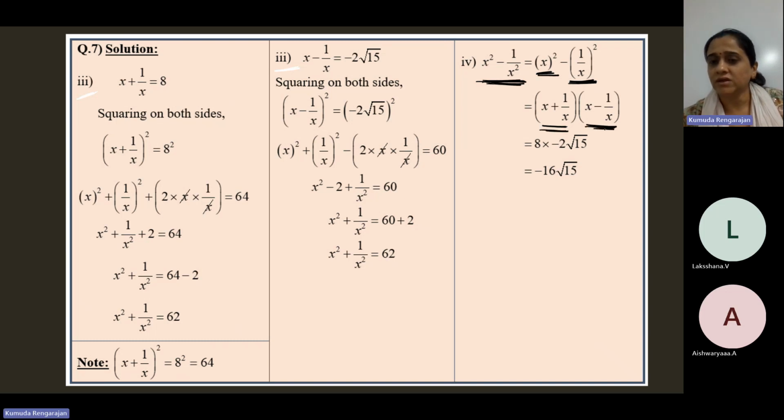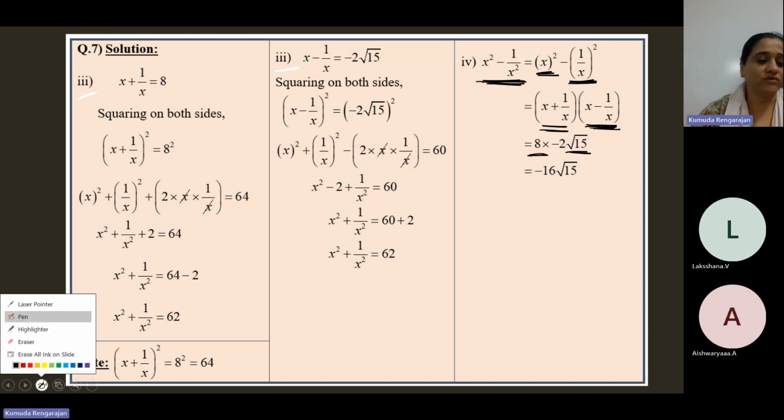Correct? So what is the value of x plus 1 by x? We already found, no? 8. Substitute that. And what's the value of x minus 1 by x? We've already found minus 2 root 15. So the product, minus 16 root 15.